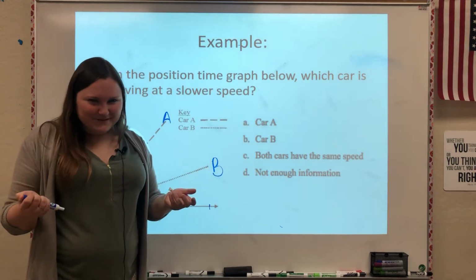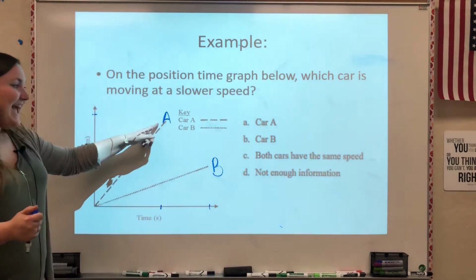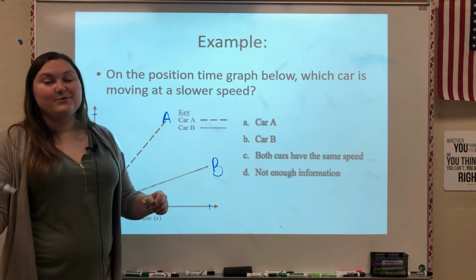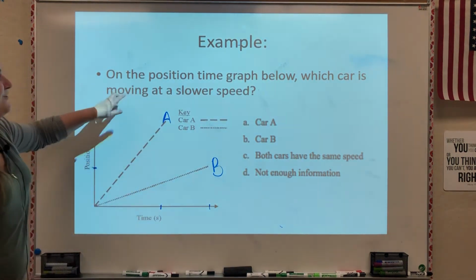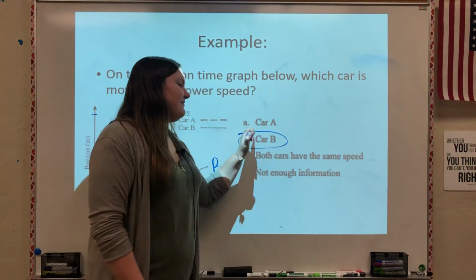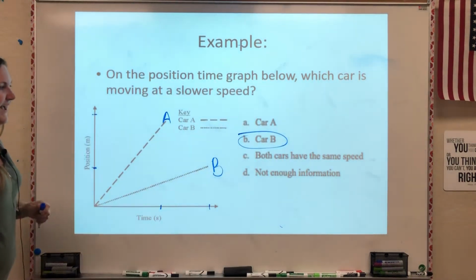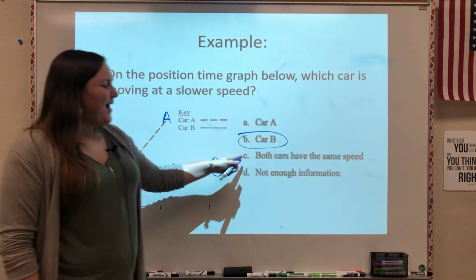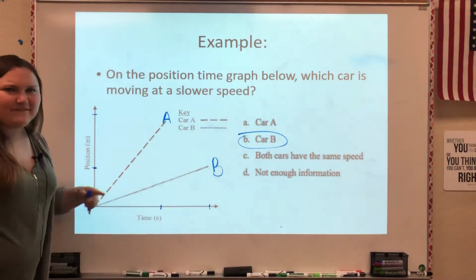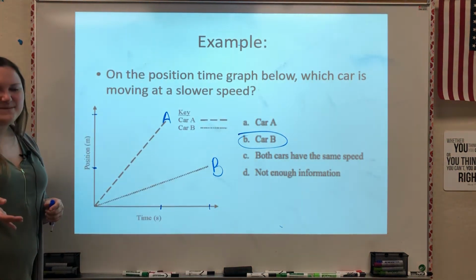What's that mean about their speeds? Well, it means A must have been moving faster than B. B must have been moving slower. If we look at the question, who's moving at a slower speed? That would be car B. I like C. Option C says both cars have the same speed. What would this graph have looked like if they both had the same speed?